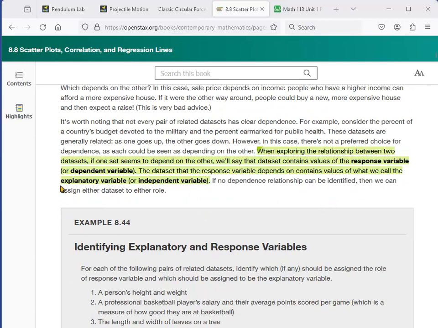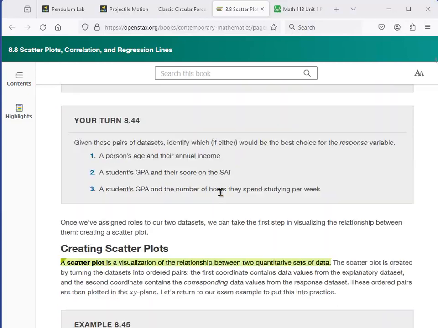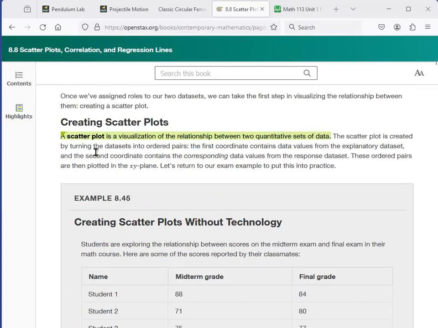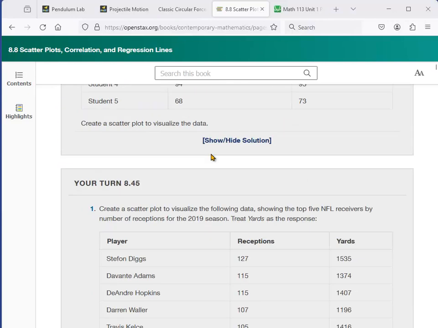I'm exploring the relationship, and I already mentioned this one here, the dependent variable and the independent variable. The independent variable is the one that you start with, and from that, the other variable depends on. Now I'm going to show you a couple of examples here very soon. Scroll a little bit down here, scatter plot, we already looked at that.